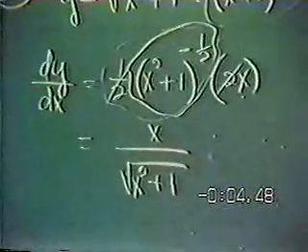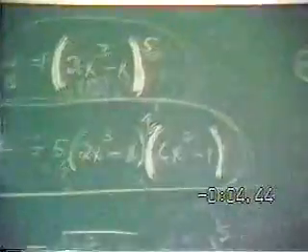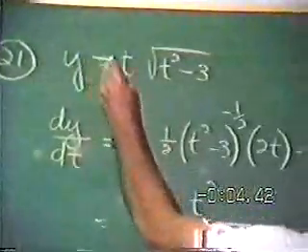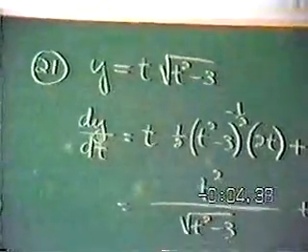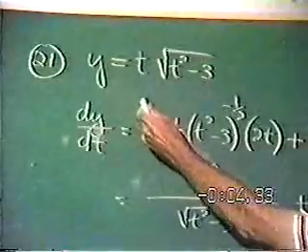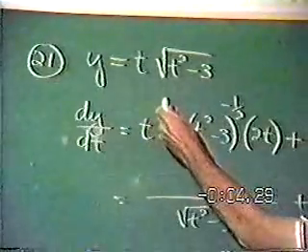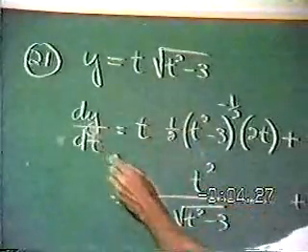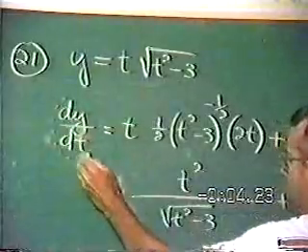Okay, example 21. Here we have y is equal to t times the square root of t squared minus 3. We have a product. That's a product rule, which says I can only do one at a time. Now, two cautions on this. First of all, this is a product rule, and second, it's dy dt.